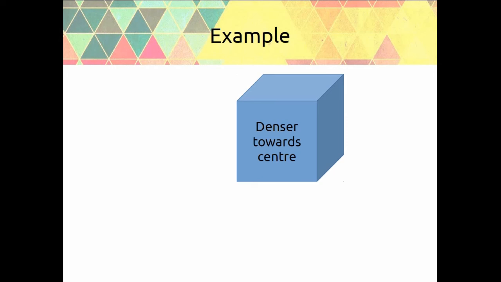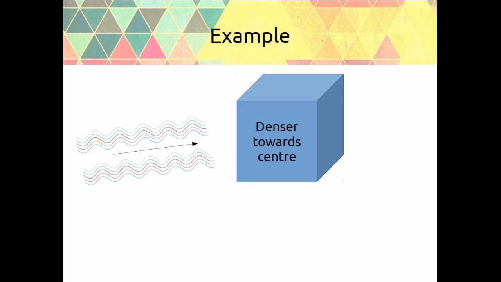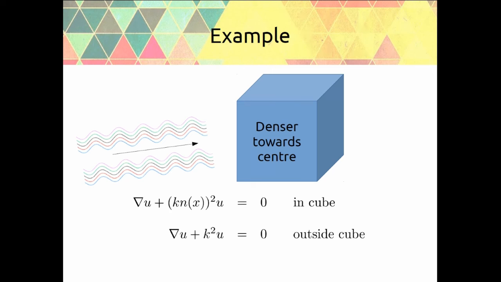Okay, so for the remainder of the talk, I'm going to talk about an example I've been working on with the Helmholtz equation. I'd like you to imagine there is a cube which gets denser towards the center, and there is an incoming sound wave, and we would use these equations to do it. It's the normal Helmholtz equation outside the cube, where we're assuming the medium's homogeneous, and inside we introduce this n(x), which accounts for the variable wave number as it gets denser towards the center.